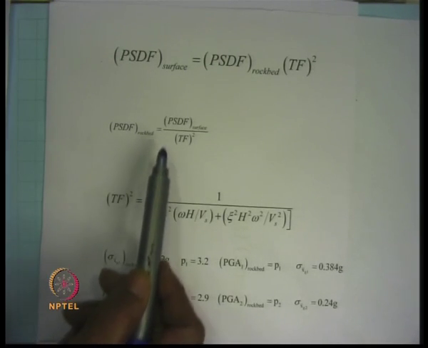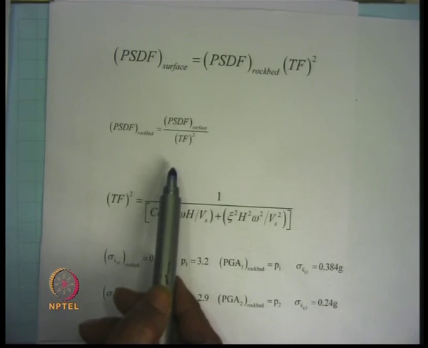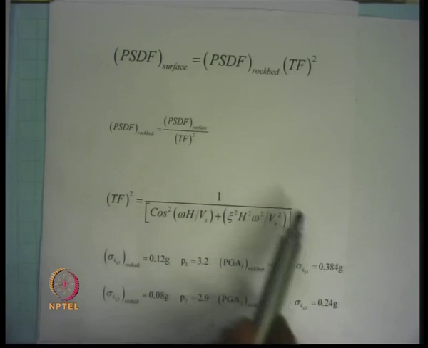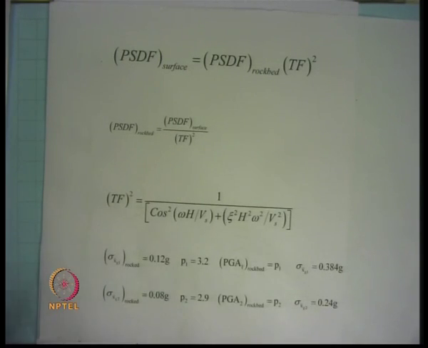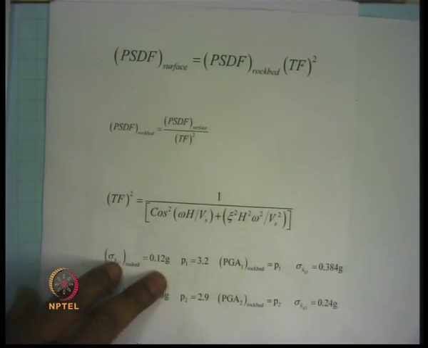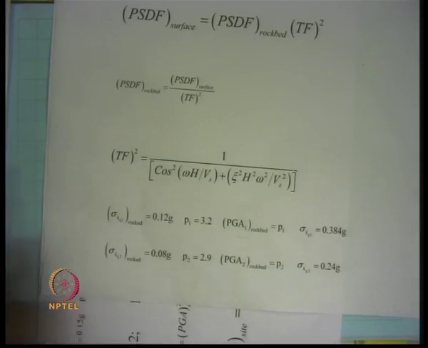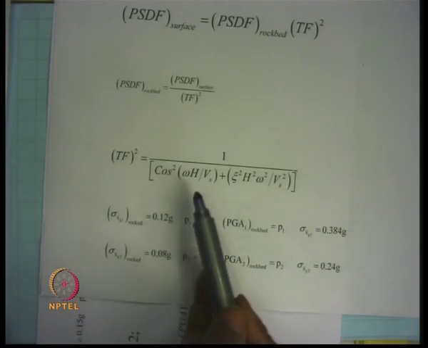That will be equal to power spectral density function at the surface divided by the transfer function square, and the transfer function square is given in terms of the depth of the soil and the shear wave velocity and the damping of the system, and this is obtained for different frequencies. Now, using these transfer function square for the specified values of the Vs for the 3 sites.